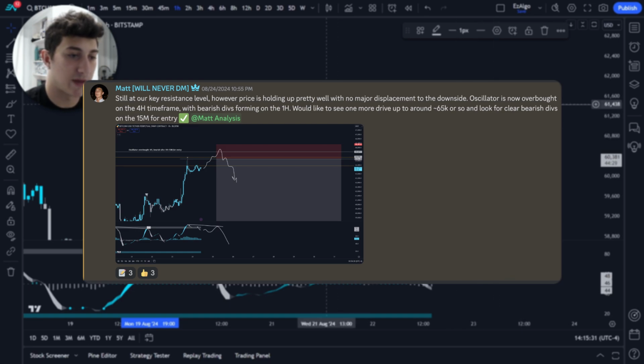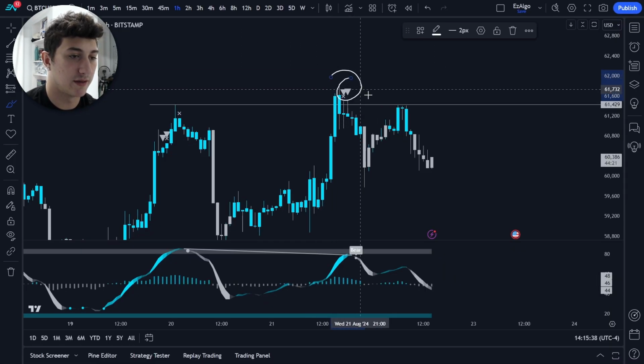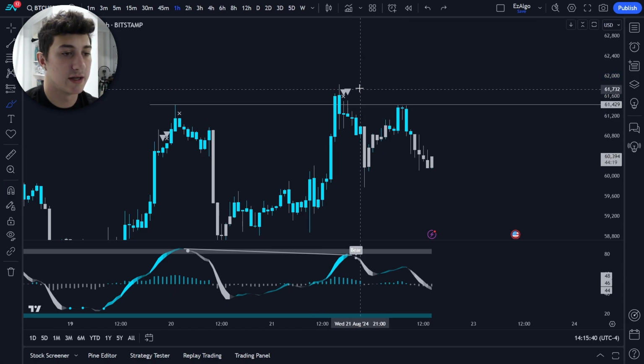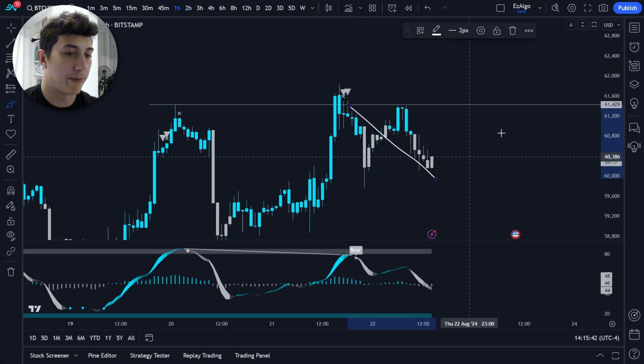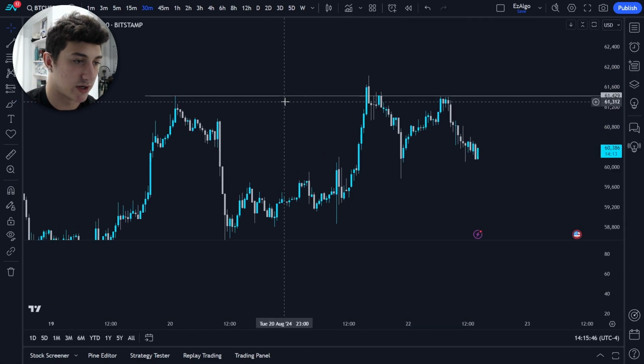I said that we had swept that high. We saw that swing failure pattern, bearish divergence, and the algo is flashing these AI sell signals, which is another take profit for longs or a potential short entry. So you can use these signals on any time frame.